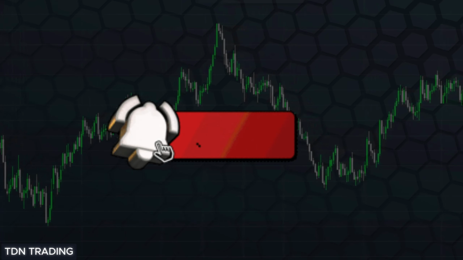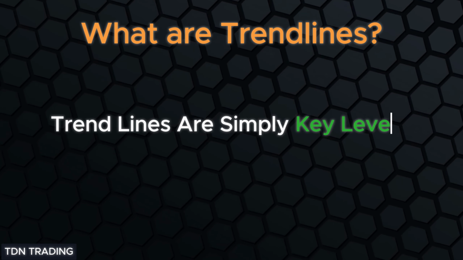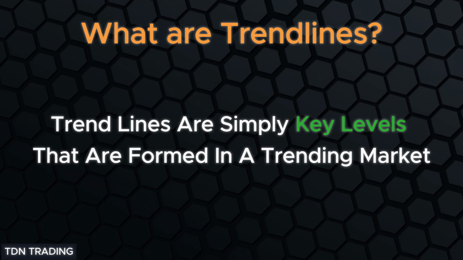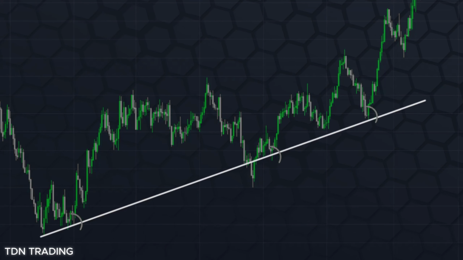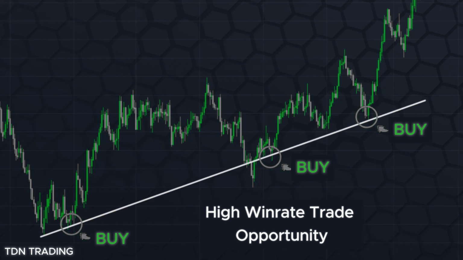Now let's get started. Trend lines are simply key levels that are formed in a trending market. And the reason we draw them is because usually when the price approaches these key levels, it can offer you multiple high win rate trade opportunities.